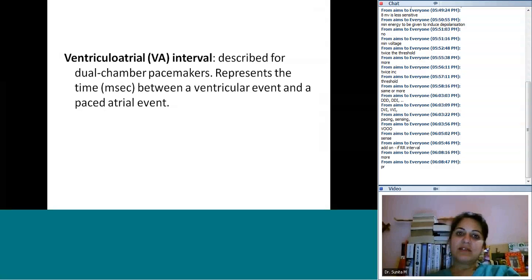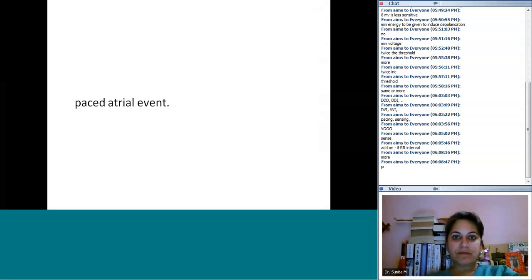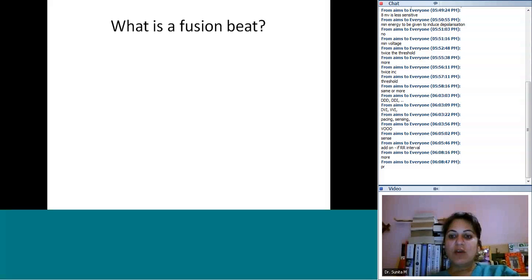Okay. Similarly, VA interval is the opposite: the time between a ventricular event and a paced atrial event. So when you pace the ventricle, you give it some time before you restart your atrial contraction and so on again. Now, what is a fusion beat? When we talk about pacemakers, what is a fusion beat?